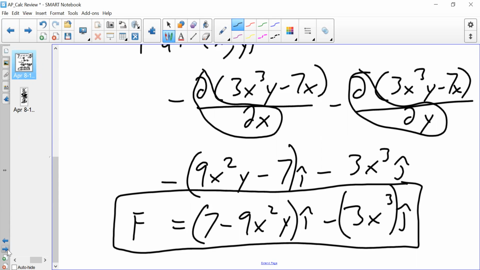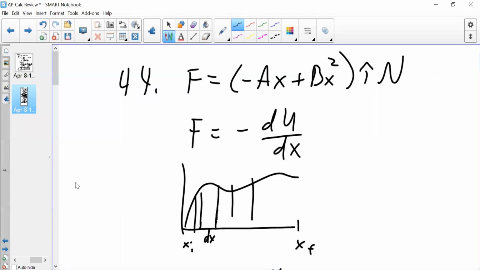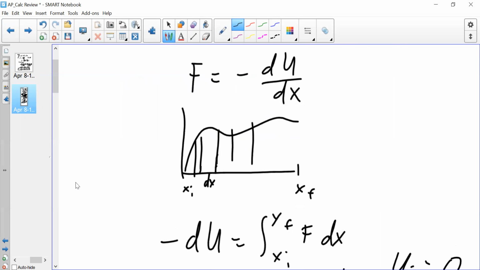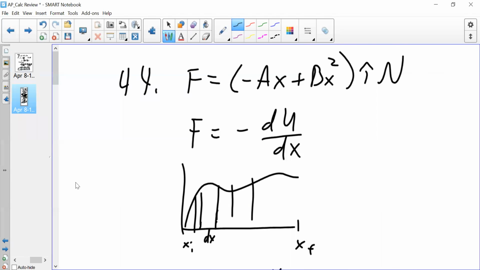Okay, so now going to the next one. This is question 44, where a single conservative force acting on a particle varies as F equals negative A x plus B x squared i hat newtons, where A and B are constants and x is in meters. Calculate the potential energy function U of x associated with this force, taking U equals 0 at x equals 0.